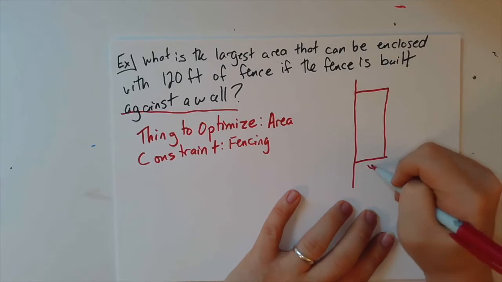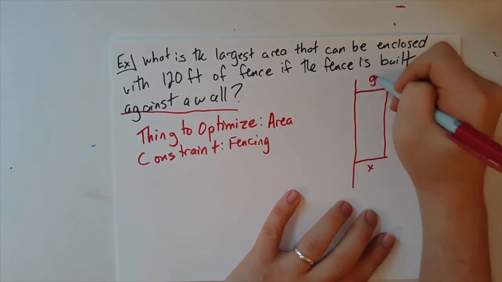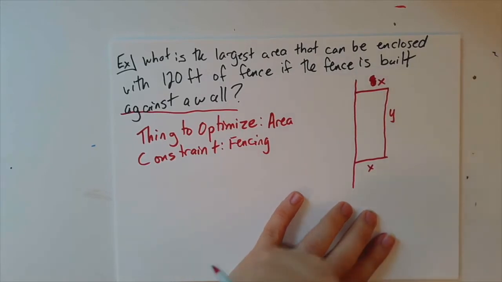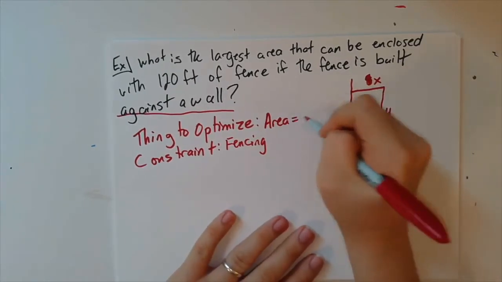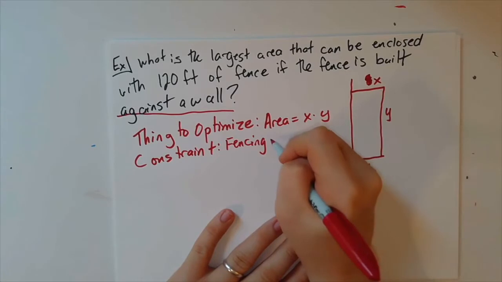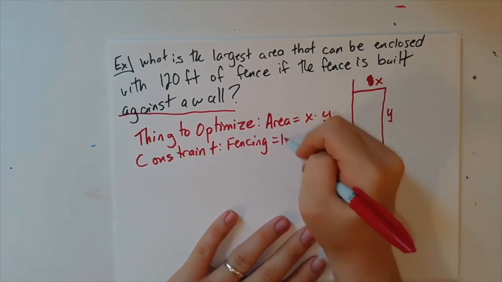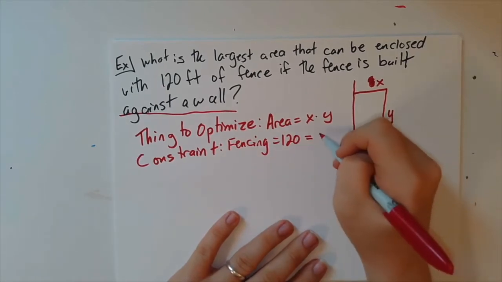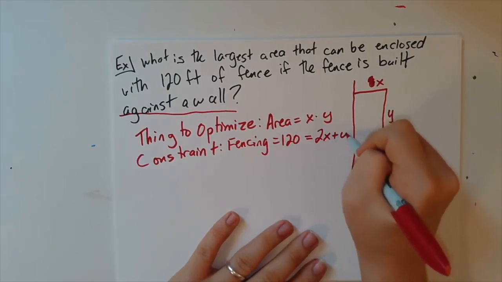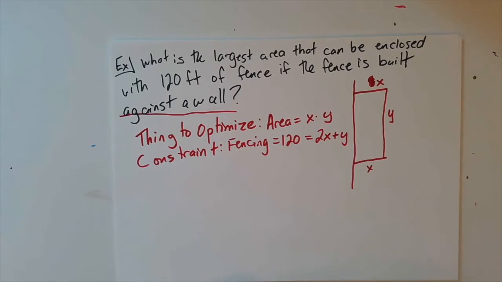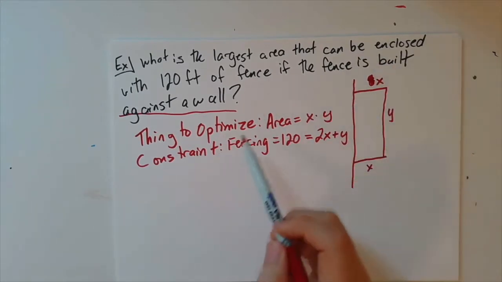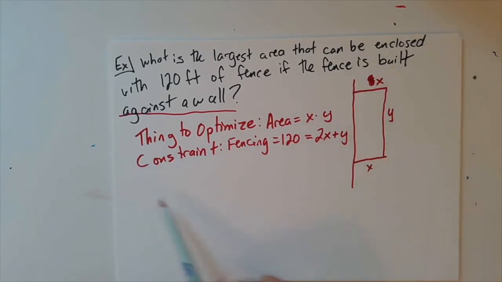If I label this correctly, that will be x and x, and that'll be y. My area is still x times y, but what's changed is my fencing is still 120, but that's now 2x plus y. So always remember that's what you're digging up: a thing you want to maximize and a constraint.